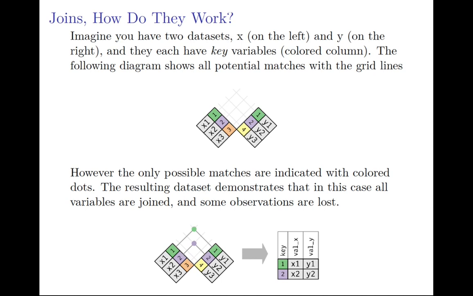The following diagram shows all potential matches with a grid line. So you can see all potential matches between each variable and observation. However, the only actual matches are indicated with the colored dots. The resulting data set demonstrates that in this case, all variables are joined, but some observations are lost. We still have all of our columns, but we've lost some of our observations because in this case, X had a 3 and Y had a 4, and those didn't match. So those are gone.